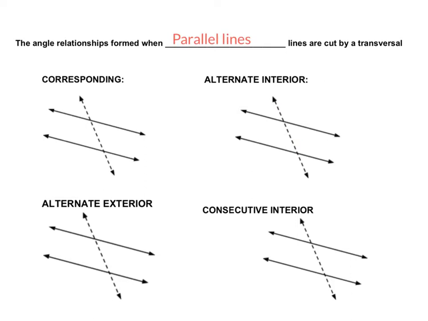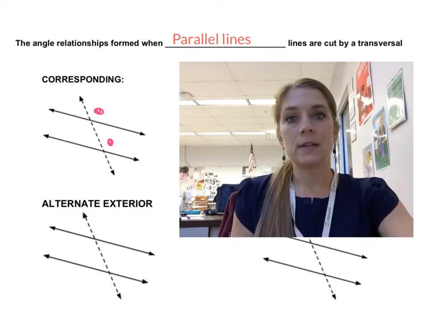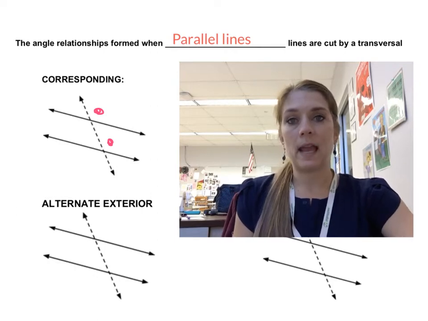There are special angle relationships formed when parallel lines are cut by a transversal. So from here on out, we're specifically looking at parallel lines being cut by a transversal. Not any old lines cut by a transversal, parallel ones. So we end up with four angle relationships: corresponding angles, alternate interior angles, alternate exterior angles, and consecutive interior angles. So let's take a closer look at the corresponding angles.